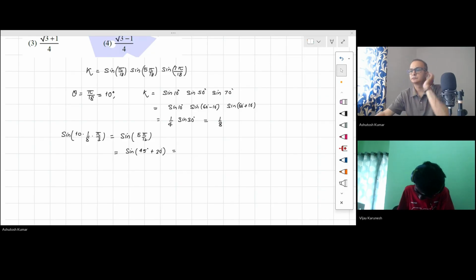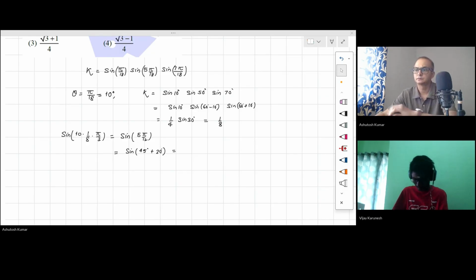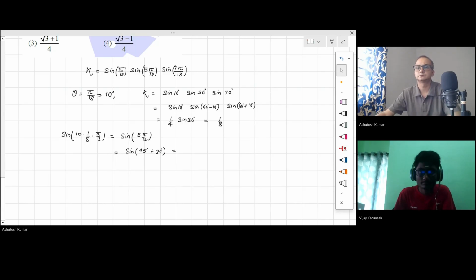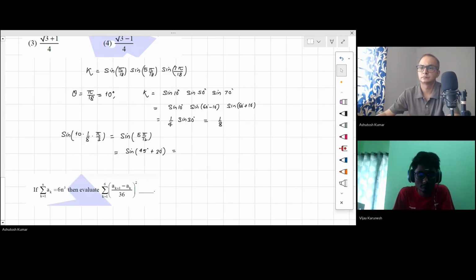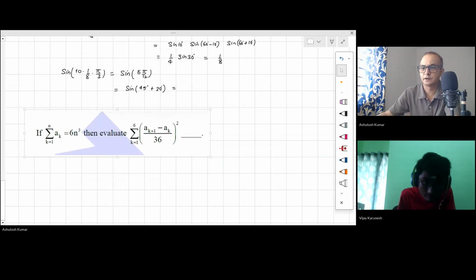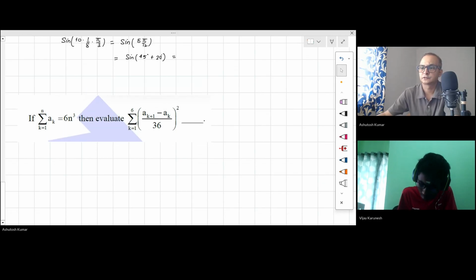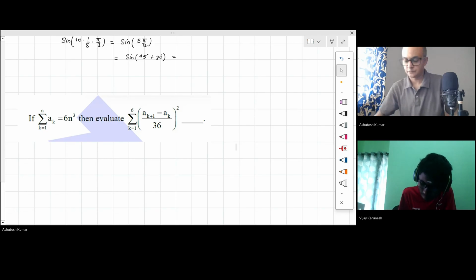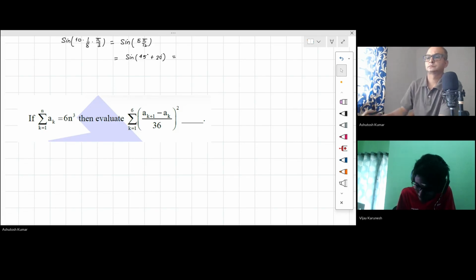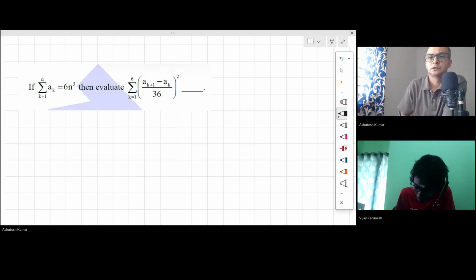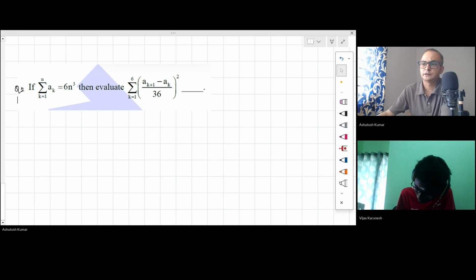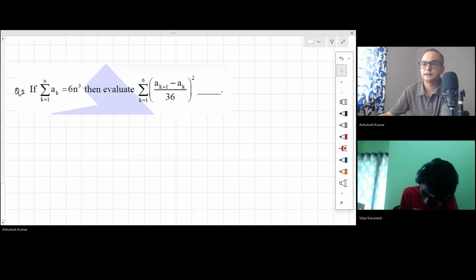Now let's do this one. I have taken this from what Allen had shared. The document has a solution, but we are avoiding the solution given there as far as possible. So this is the question here. Summation k goes from 1 to n. The kth term ak is given, and then we have to evaluate this one.